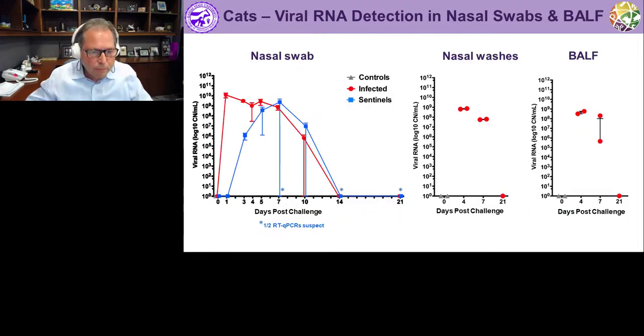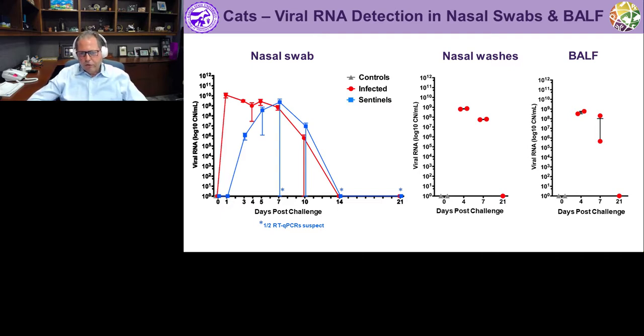We then did nasal swabs. In nasal swabs, the story is different. The infected animals in red are already positive; these are viral RNA genome copy numbers. We see it already on day 1, it is maintained until day 10 post-inoculation, and negative on day 14. With our sentinel animals, we find the first positives on day 3, also maintained until day 10 post-inoculation, and negative on day 14 and day 21.